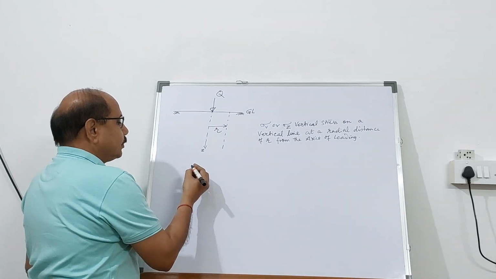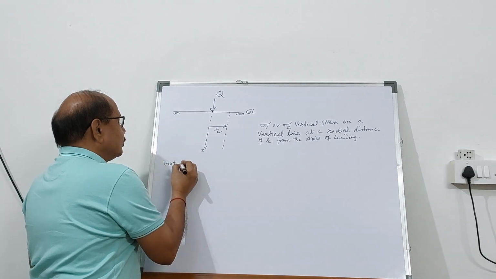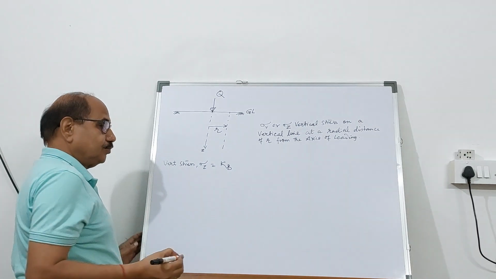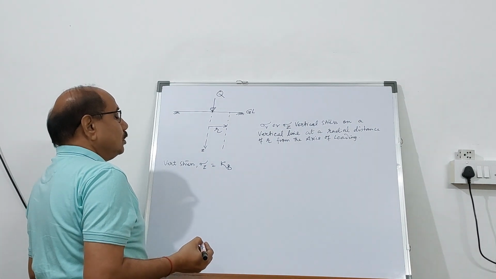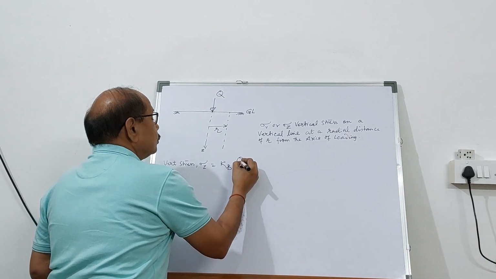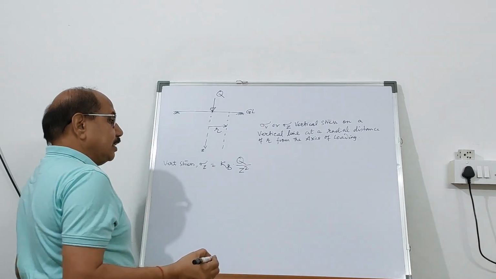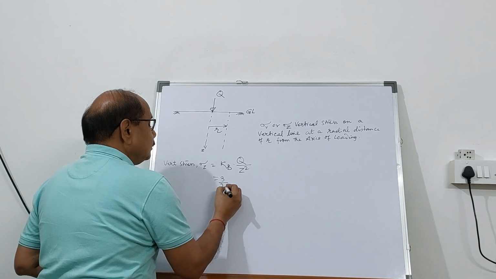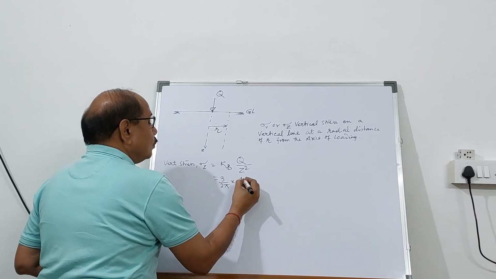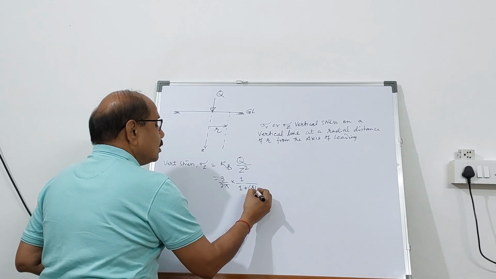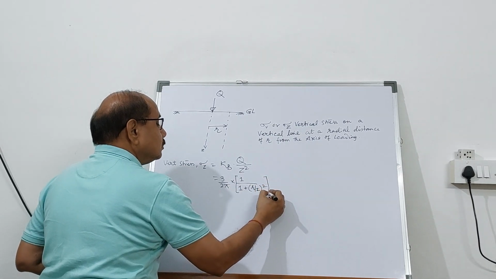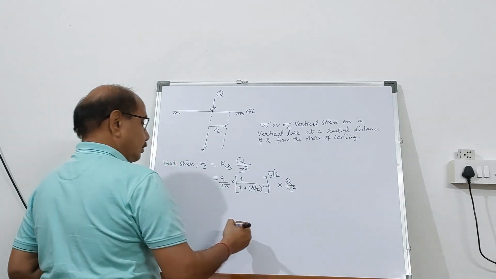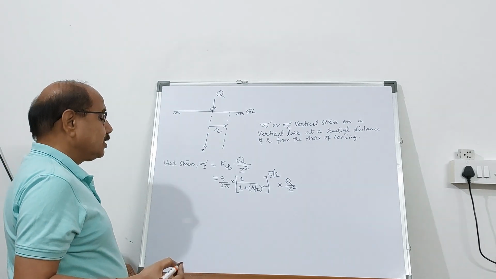How will you calculate it? As we know, the vertical stress sigma Z is given as the Boussinesq influence factor into the point load divided by Z square, or it can be further written as 3 divided by 2 pi into 1 upon 1 plus r by z whole square to the power 5 by 2, into Q by Z square. In the last video you have seen this expression given by Boussinesq.